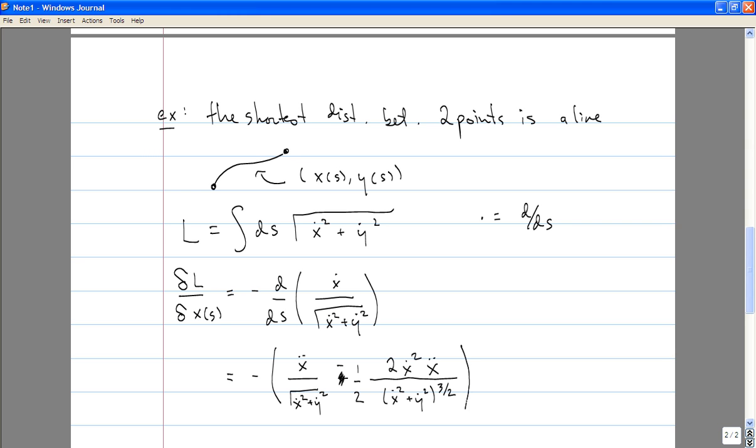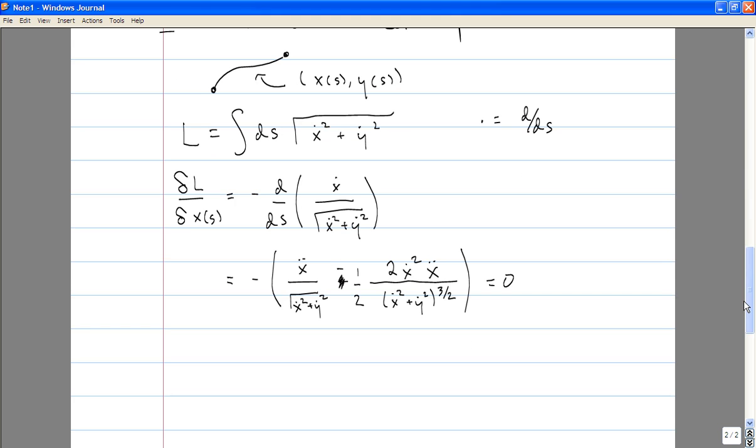And that is equal to 0. So multiplying that entire equation by x dot squared plus y dot squared to the 3/2 power, we can write this in a somewhat simpler form.